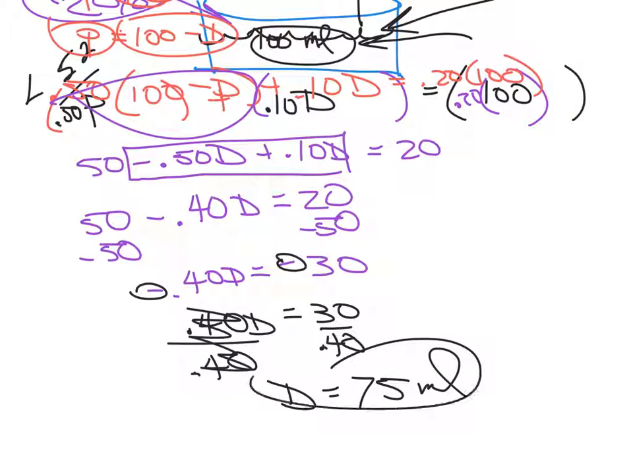Okay? That's the D. Now I need to know how much I poured in. Well, if I end up with 100, and I poured in 75 from one that I dumped, then the other one's got to be 25. So that 25 plus 75 gives you 100. And that's pretty much it for that one. All right, let's look at one more example, and we'll call it good.